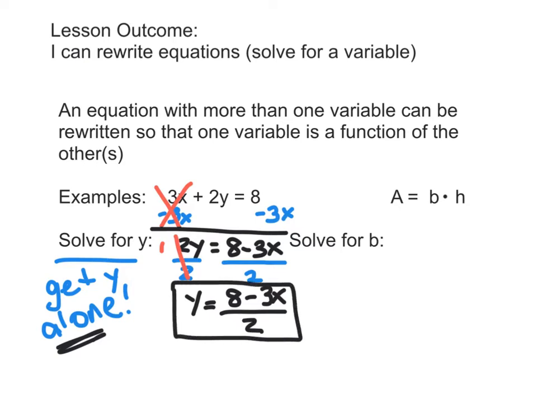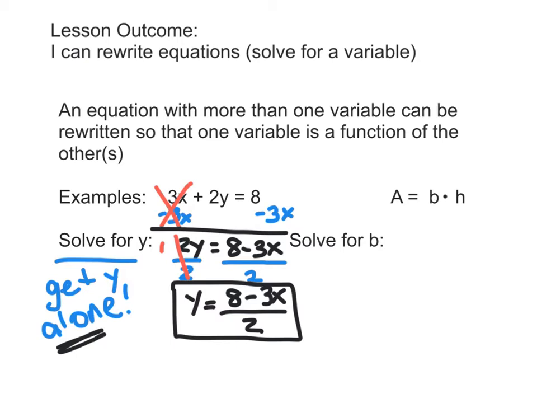If both the 8 right here and the negative 3 right here were divisible by 2, we could simplify this, but we're just going to go ahead and leave this in this format. So y has been solved for in terms of x. So y is a function of x.